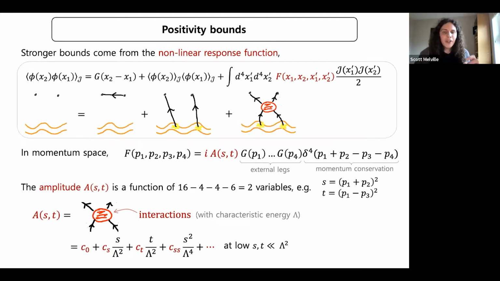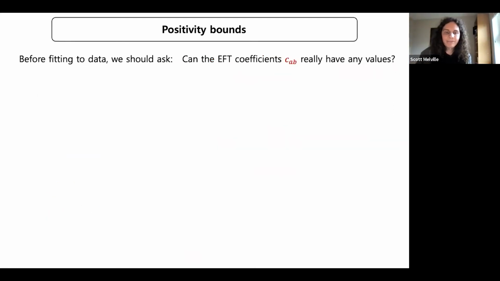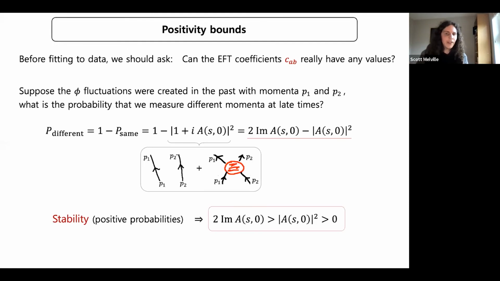Okay, and that's capturing all possible interactions that this theory could have. But before we actually go ahead and try and fit these things to data, I think the question we should always be asking ourselves is, can these coefficients really take any values? Should we have some uniform prior on this parameter space, or are they somehow constrained? Okay. And they are constrained, and they're constrained for exactly the same reason that the oscillator was constrained.